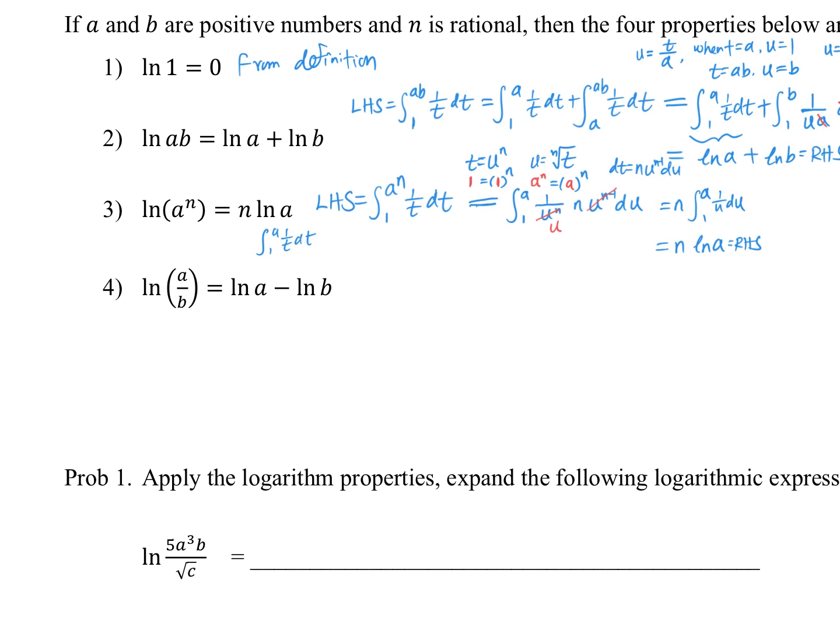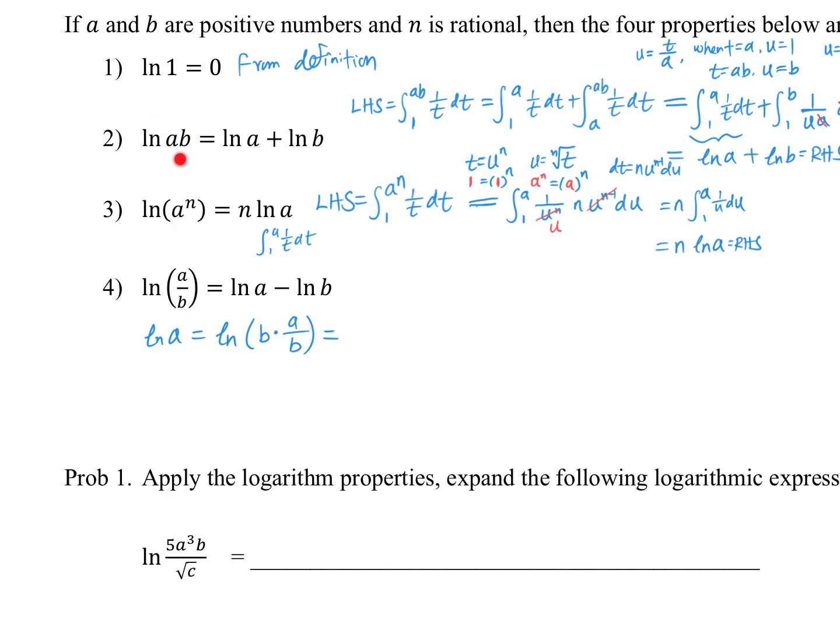So property number 4, the trick is, let's start with ln(A/B). The ln(A/B) can be considered as, so here's the trick, B times A over B, right? B times A over B. And now we can apply the previously established result.